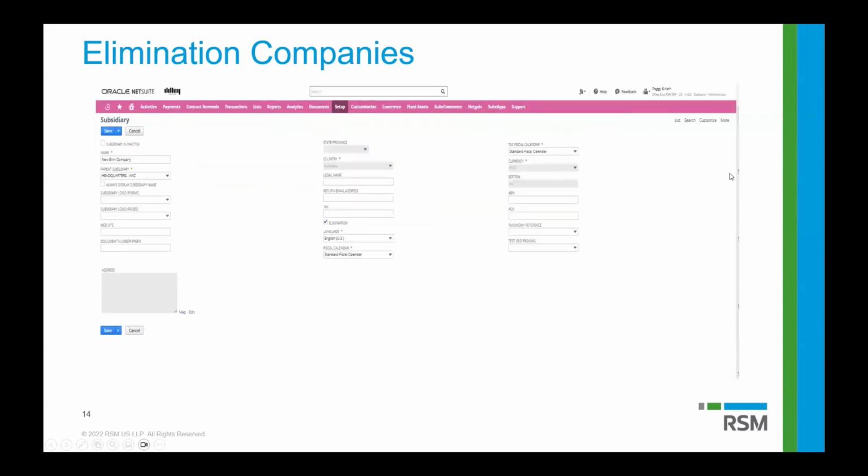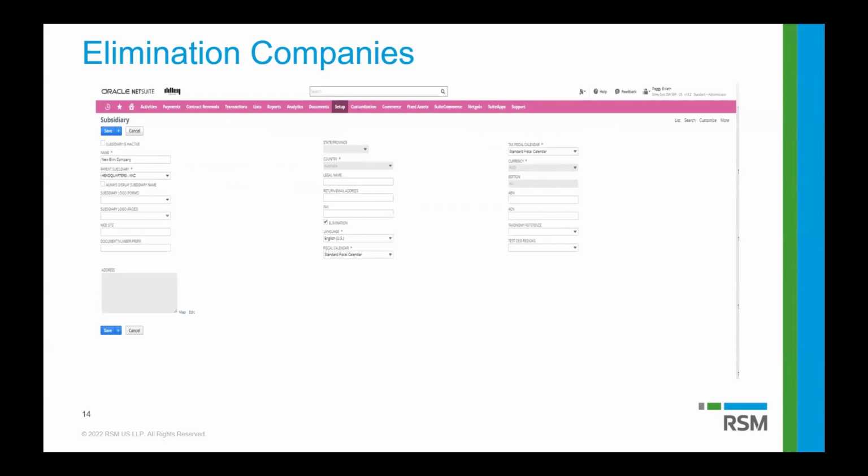So this is what that looks like. This is an elimination company. Here's a screenshot, and you can see I've named it something. Here's my parent subsidiary. Now notice it's ANZ, so my headquarters is Australia. The country is Australia that it's rolling up into. And if you'll notice, the currency is the Australian dollar.